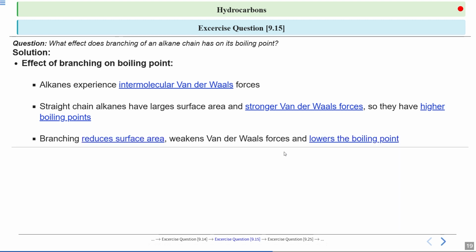In contrast, alkanes which are branched have a reduced surface area. This reduction weakens the van der Waals force, leading to a lower boiling point. It is like trying to stack irregular shaped blocks. They don't fit together as neatly, so they don't hold together as strongly. To summarize, branching in alkanes reduces the surface area, weakens the intermolecular forces, and consequently lowers the boiling point.